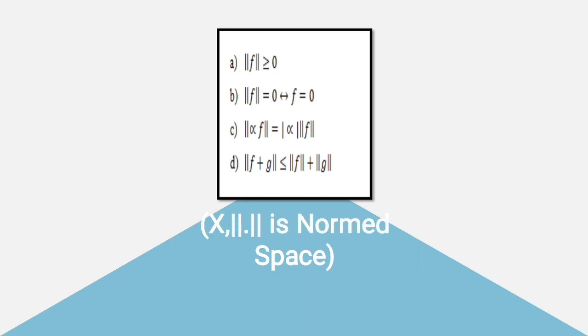So if that function satisfies the four properties of a norm space, then we can say that the pair of the norm with the space is a normed space, or we can say a normed linear space.